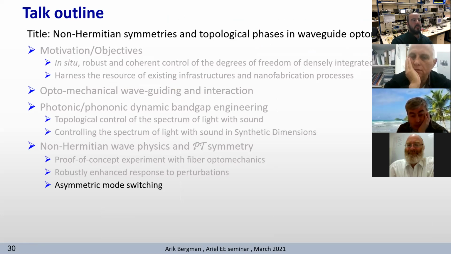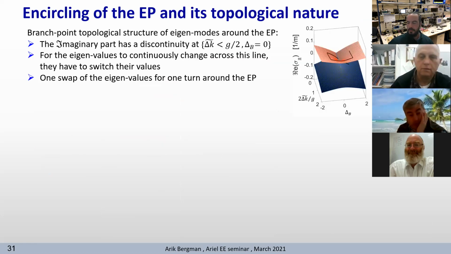Another useful feature of non-Hermitian systems is asymmetric mode switching when performing a loop in the parameter space around the exceptional point. As you can see here on the right, the Riemann surfaces in our system exhibit a branch point topological structure around the exceptional point, which features a discontinuity in the broken PT phase.